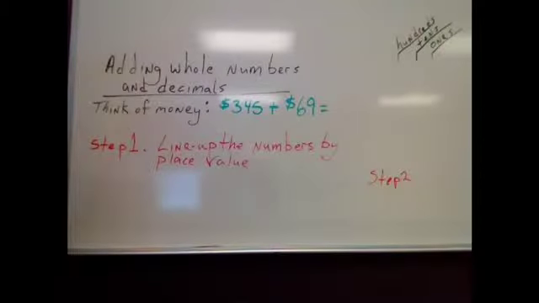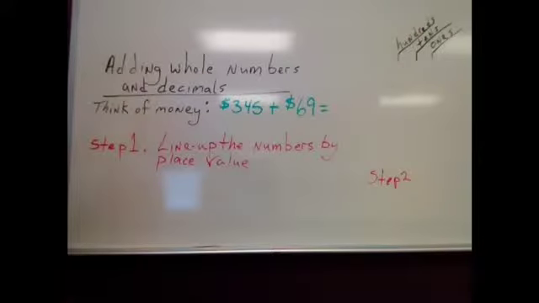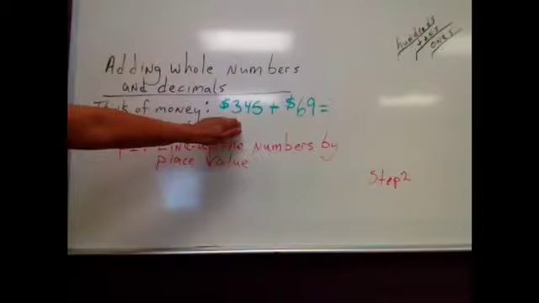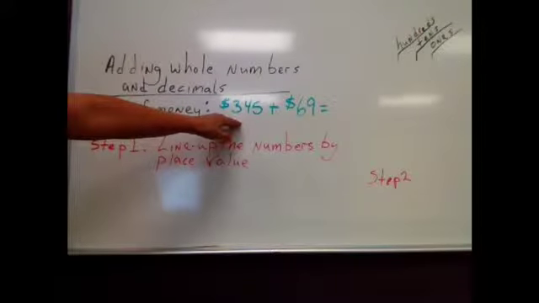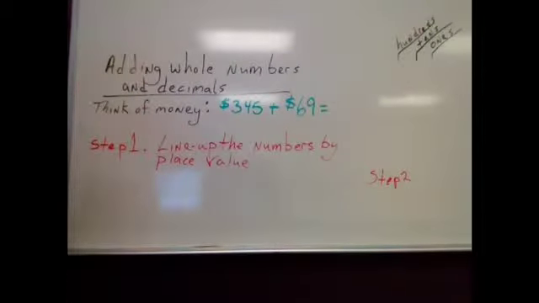Today what we're going to do is add whole numbers but also decimals. We're going to be thinking of money more than anything else, because decimals look like money, but in this case we're just going to have some nice whole numbers. This would be like if you go to the store and you're going to buy a cell phone and you're going to buy a nice case for it. You might be paying $345 for a cell phone, $69 for the case.